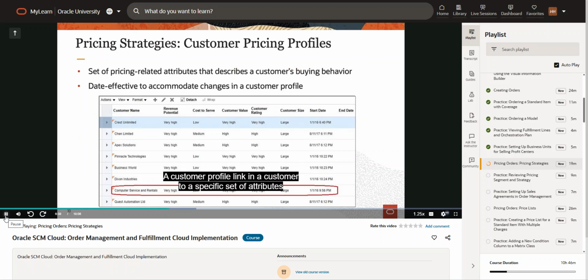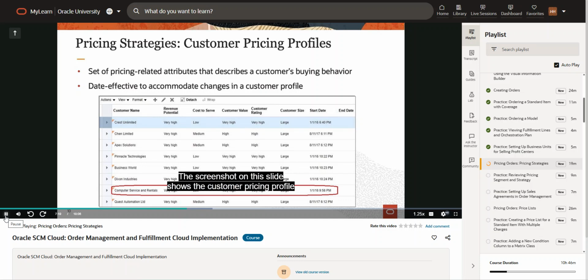A customer profile links a customer to a specific set of attributes that captures how they buy from you. When you find customers with similar buying patterns, you can group them into the same pricing segments for more targeted pricing. Customer profiles can change over time, so each profile is active for a specific date range. You can even create different profiles for the same customer to reflect changes in their behavior at different points in time. Managing these customer pricing profiles is flexible. For example, you can search for profiles by their attributes, edit the values in a Microsoft Excel workbook, and then upload your changes into pricing administration.